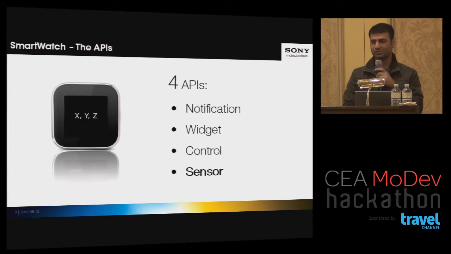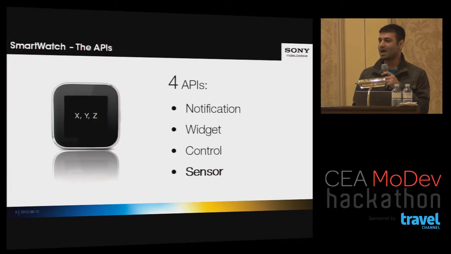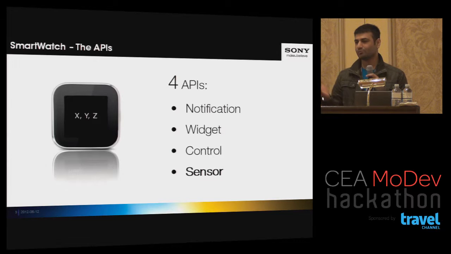And then sensor. Sensor API actually gives you the data of the accelerometer present on the watch. So there could be really cool use cases using sensor API, because your smartwatch can be a control to trigger some actions on the phone using just movements of your hand.